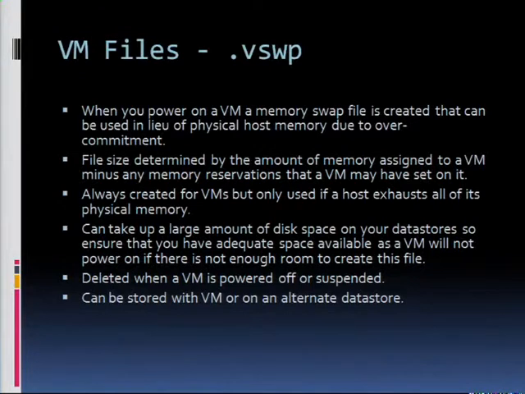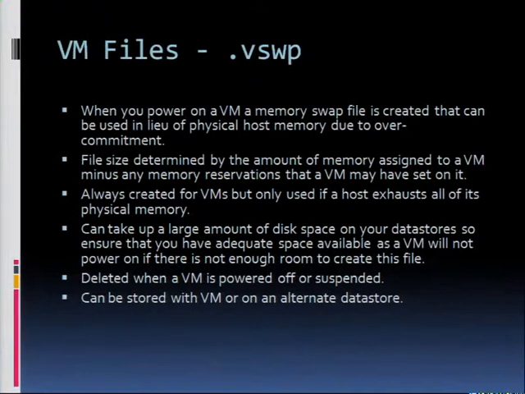Now if I set a 1 gig memory reservation on that VM, that guarantees that VM has that amount of host memory locked up, so it's not going to need that in the vswap file. So the vswap file will actually be smaller. It'll only be 3 gig because it'll only need 3 gig if the host eventually gets overcommitted and needs to go to the vswap file for additional memory.